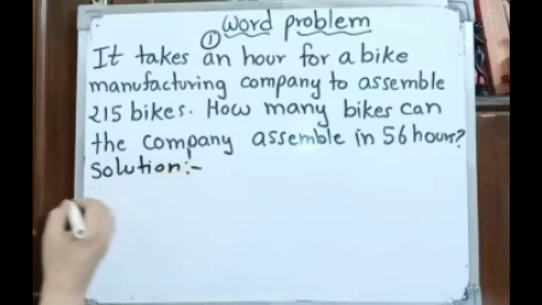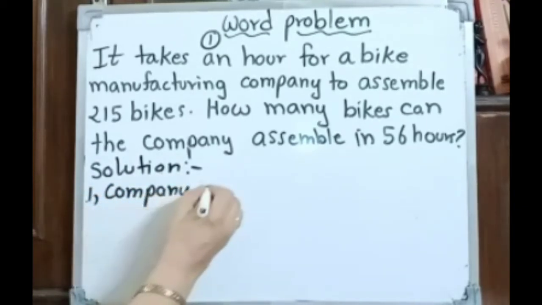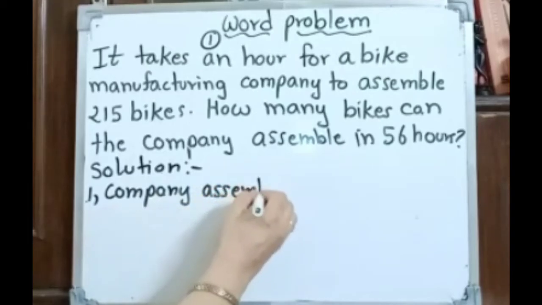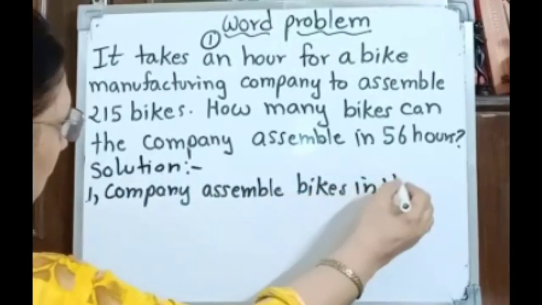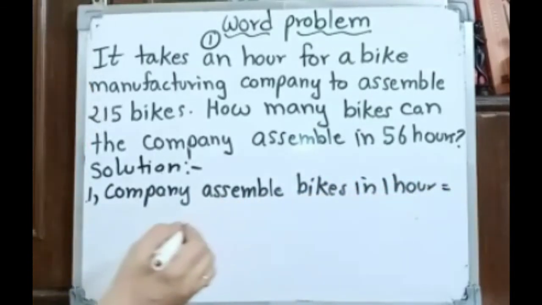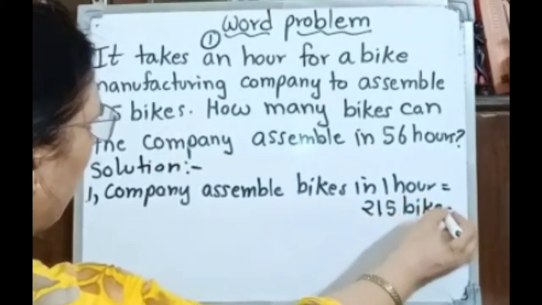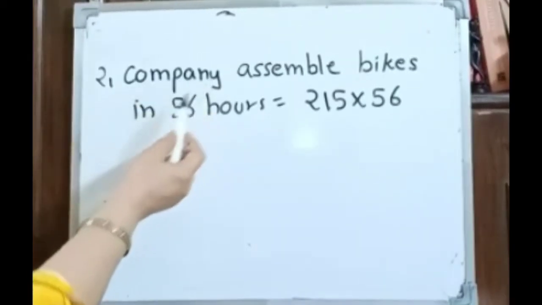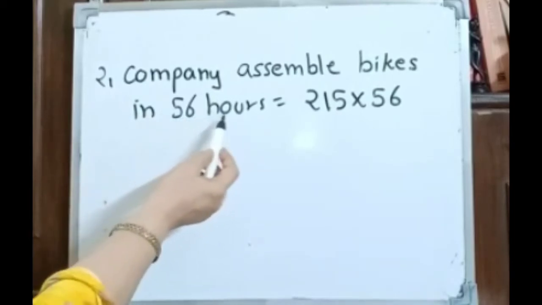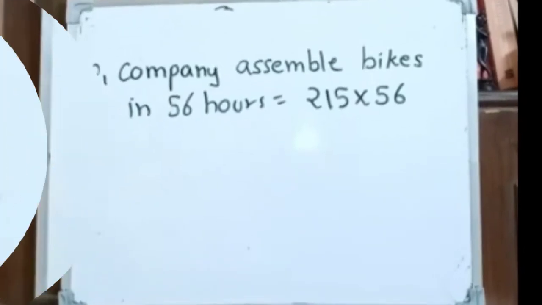Solution: Company assembles bikes in 1 hour. We have to write company assemble bikes in 1 hour. How many bikes? 215 bikes. So what do we have to take out? How many bikes in 56 hours? Company assembles bikes in 56 hours is equal to 215 multiplied by 56.